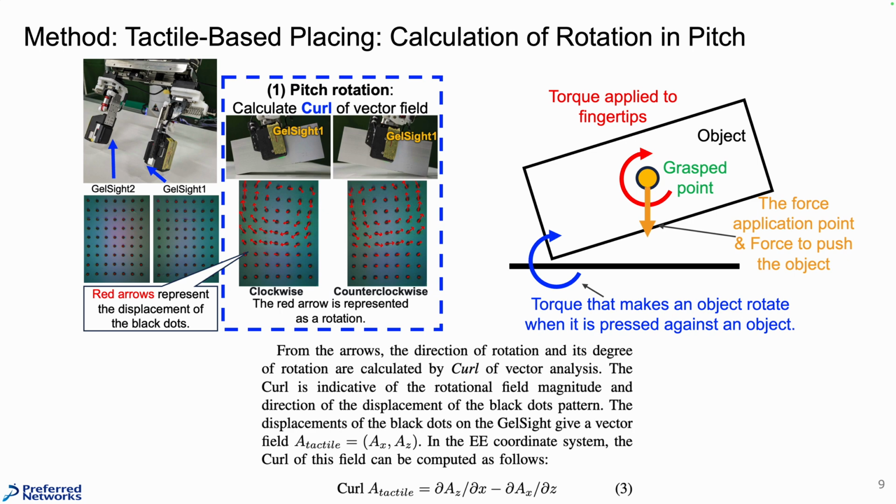When the object is pressed against the desk, a torque is generated that attempts to rotate the object. This torque is transmitted to the GelSight and results in a shift in the position of the black dots on the GelSight, which represents the applied torque.